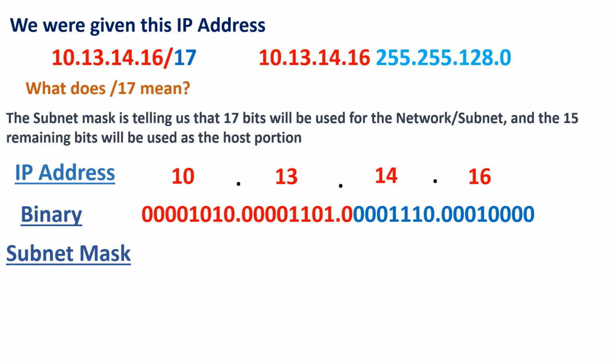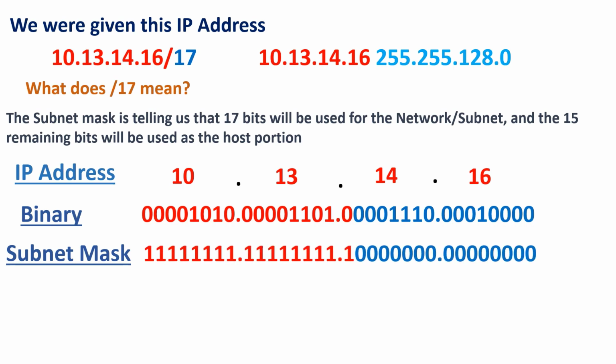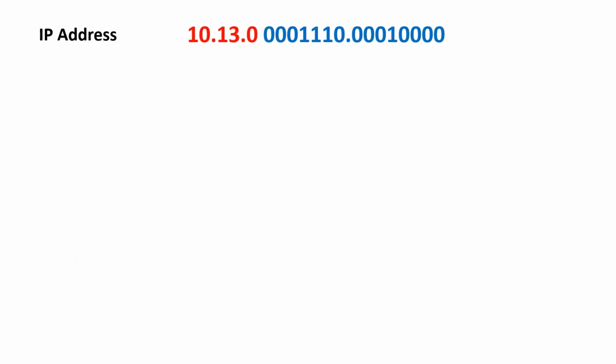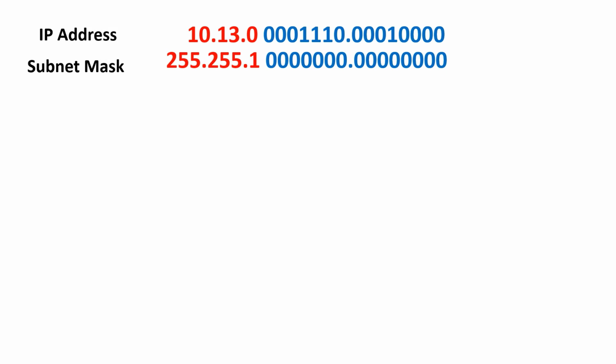And as for the subnet mask, which is 255.255.128.0, this is when we converted from decimal to binary. And now this is telling us that /17, that 17 bits here are our network portion, and the remaining 15 bits, this is our host portion. Now, for the IP address, we will convert only the first two octets on the right, 10.13.14.16, and this is our subnet mask. Also, we will convert only the first two octets.